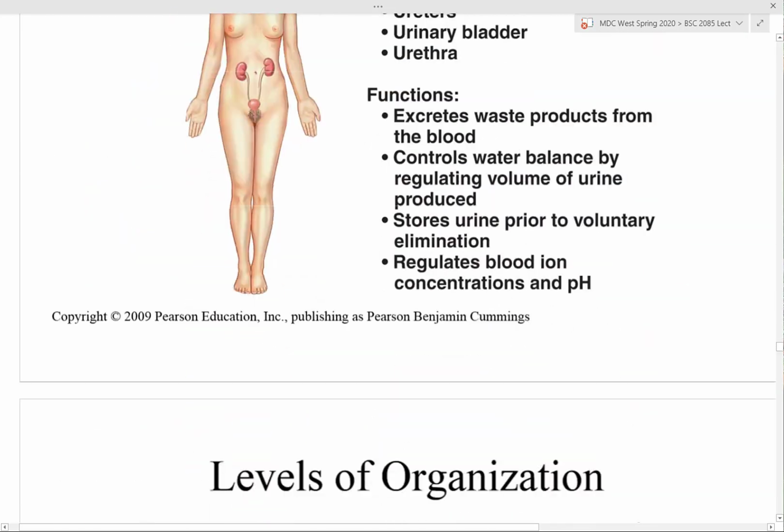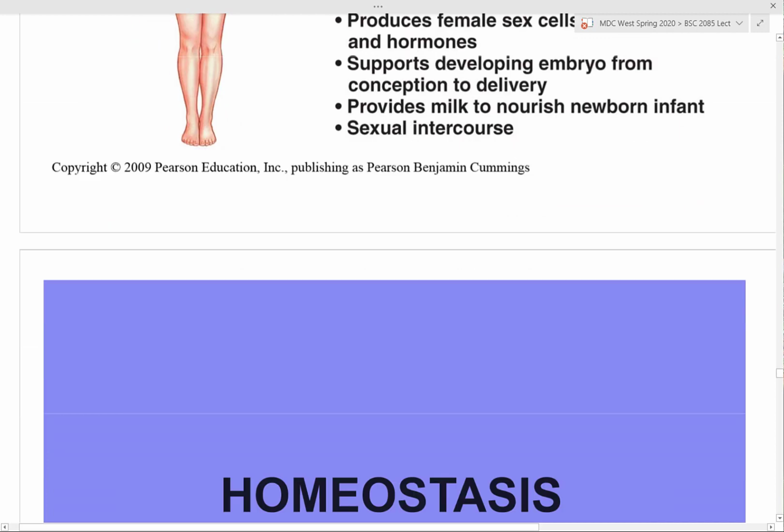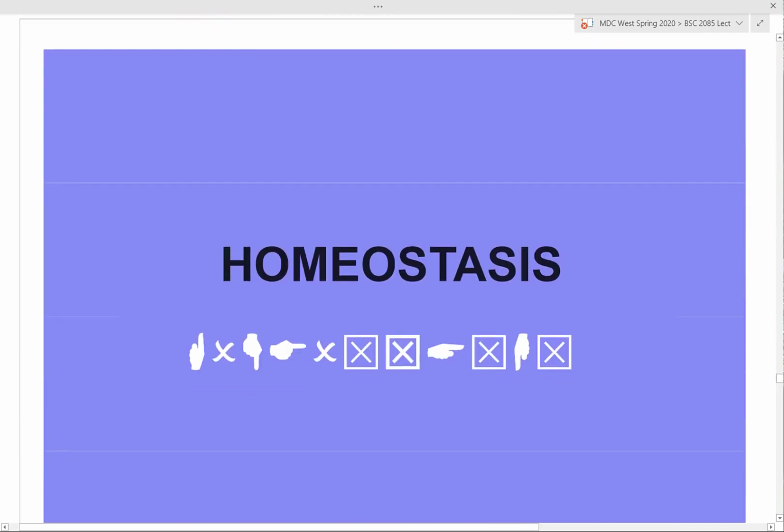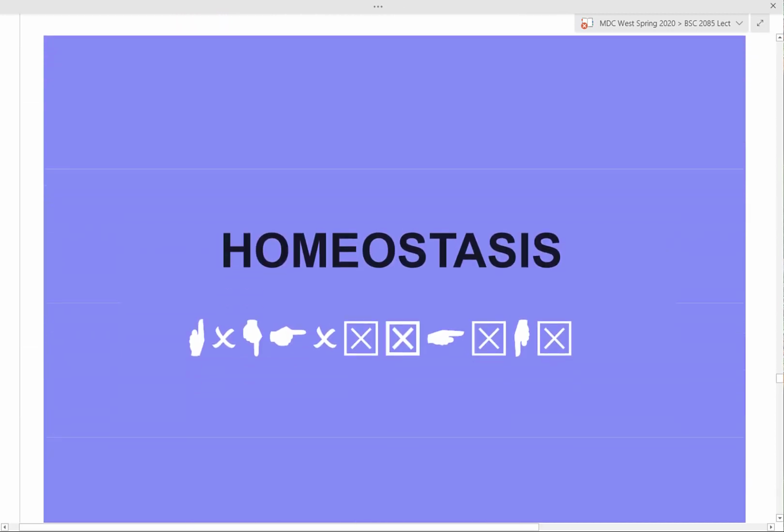How are we doing on time? Okay, so we can do homeostasis.